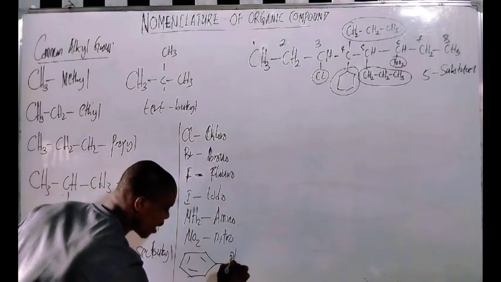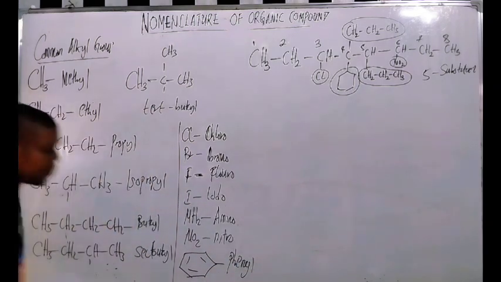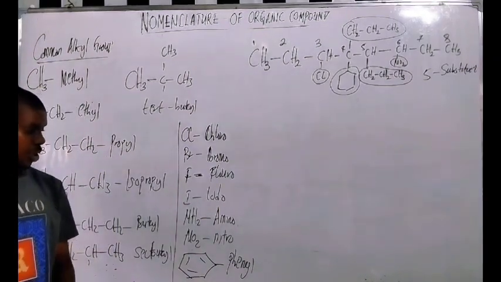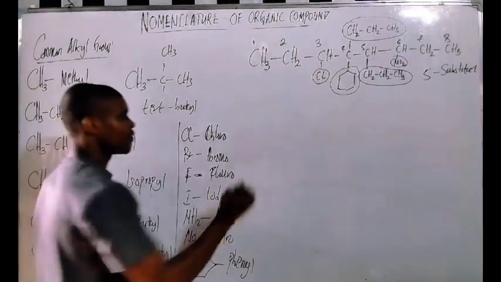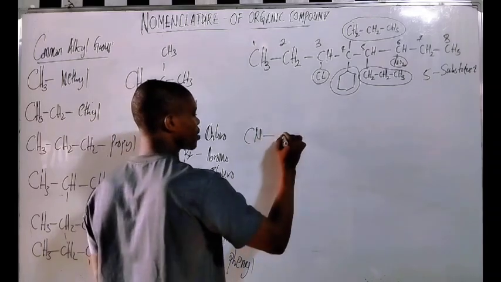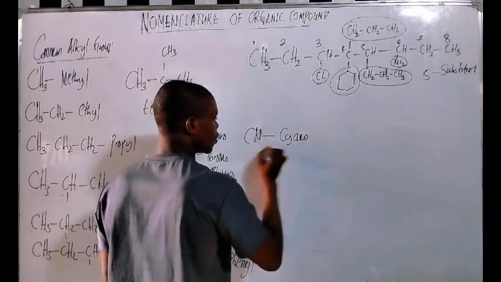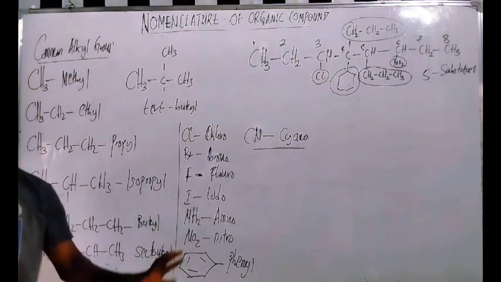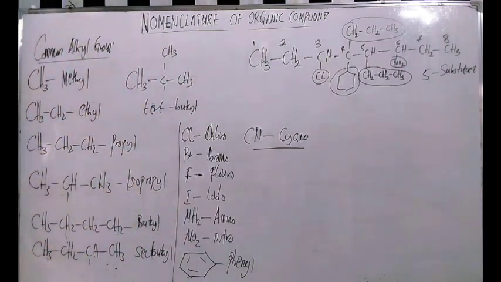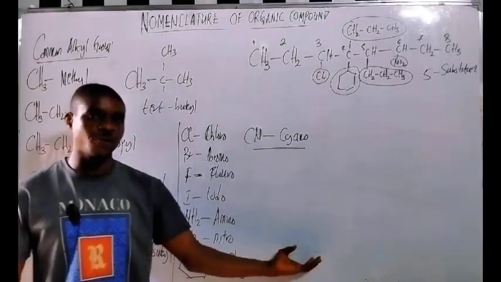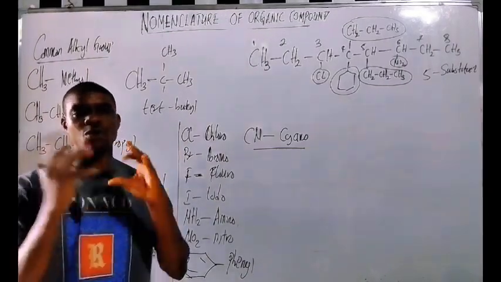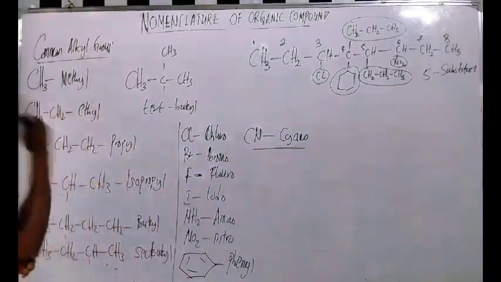Now here we have phenyl. This phenyl is when benzene is a substituent. Here we have CN, called cyano. These are things you have to pay close attention to. These are the common substituents. All these ones are called the alkyl. These are the common substituents you always see when it comes to the nomenclature of organic compounds. So you have to take them down. Please pause the video and take them down now.